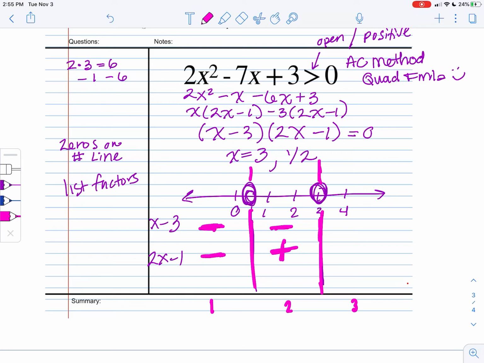And then outside here, choose 4, choose 10, choose 1,000. Pick a number on the outside, section 3 here. 4 minus 3 is positive. 2 times 4 is 8. Minus 1 is 7, also positive.